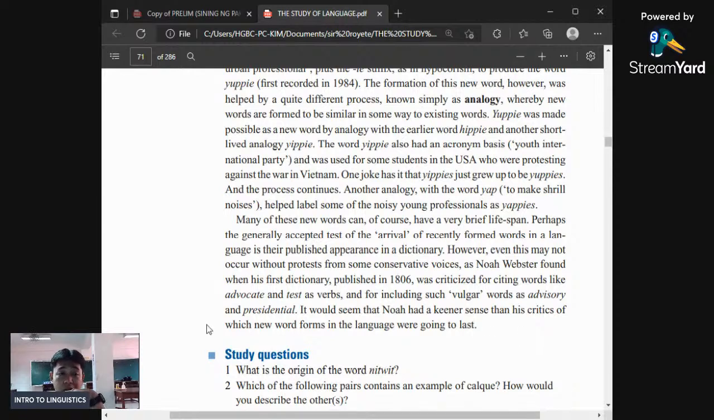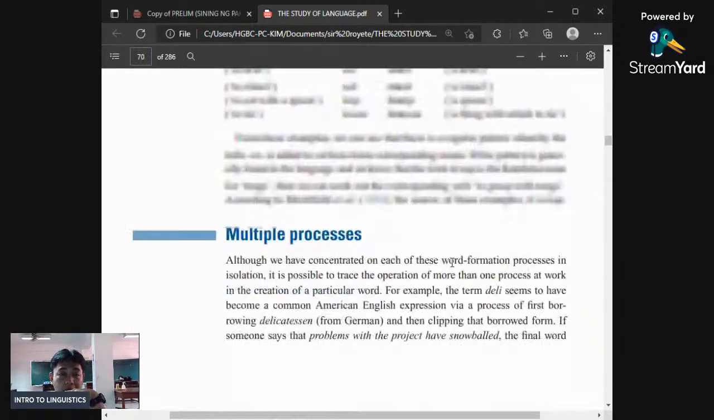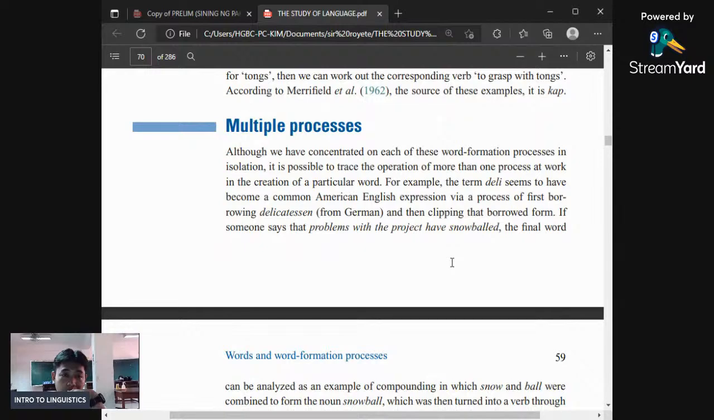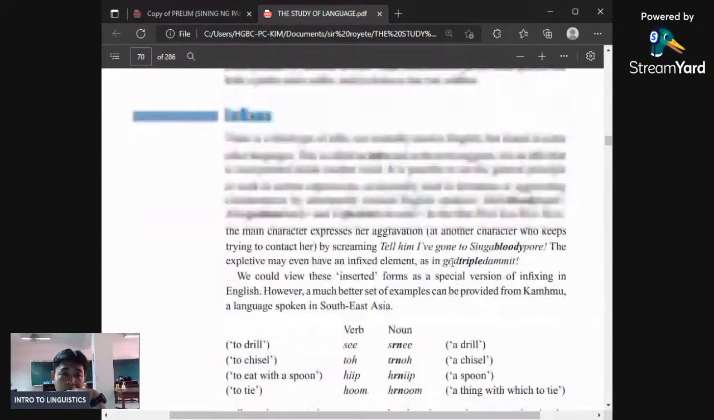Which is, we're using the words advocate, advisory, and presidential in the present time. So advocate, to test, nagiging verbs. Yung from advocate to advisory. That's what we call multiple processes.